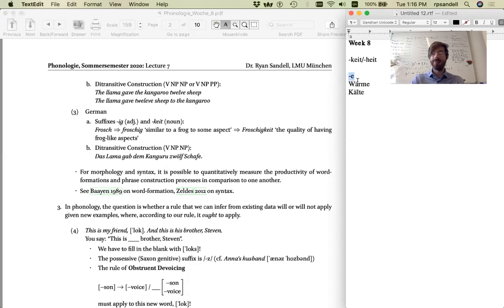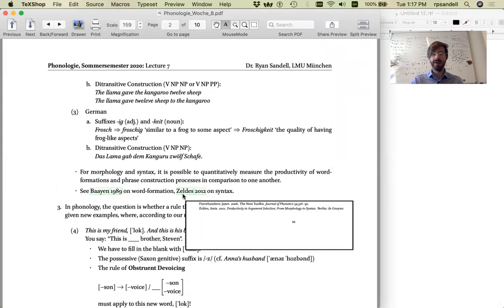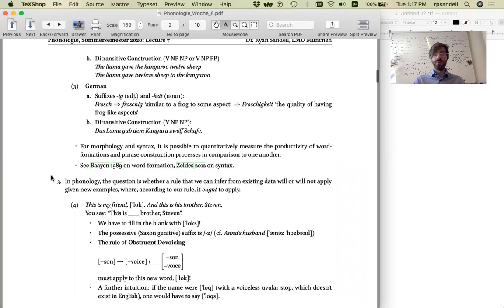And this abstract forming suffix is probably less productive, quantitatively speaking, than the suffixes keit and heit in German. More new words get built using keit and heit than with this suffix, and on these topics in morphology and syntax, I can refer you to work of Harald Baayen and a book by Amir Zeldes.